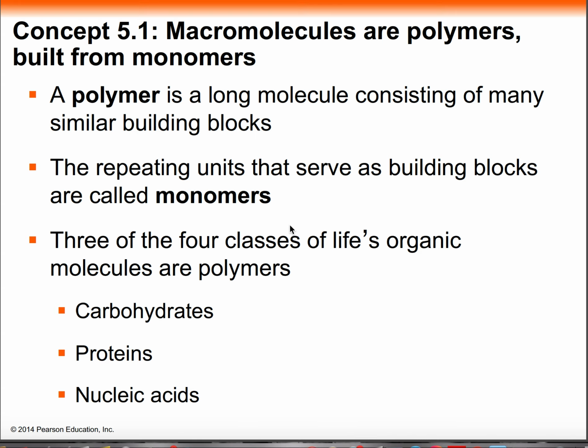There are very specific subunits, or monomers, that we put together to make each one. To make a carb, we're going to put together what's called a monosaccharide. To make a protein, we are going to link together amino acids. And with nucleic acids, which are our RNA and DNA, we are going to link together what are called nucleotides. So each one of these large polymers is made of repeating units of a small molecule called a monomer.